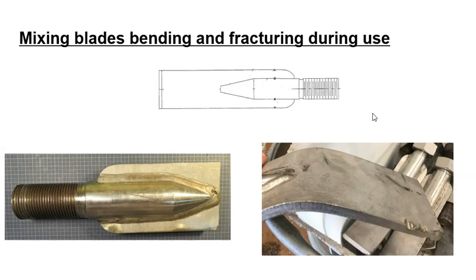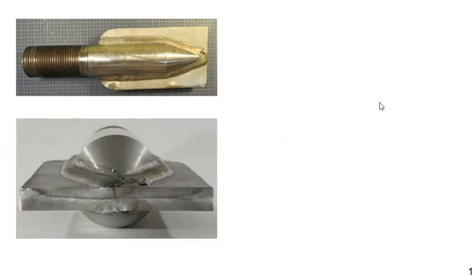So what was happening is that the mixing blades were bending and fracturing during use. This shows a bent blade, and this shows a fractured blade where the fracture occurred at the weld joint between the shaft and the steel plate. This shows the fractured blade, and then this is a visual image of the fractured end.